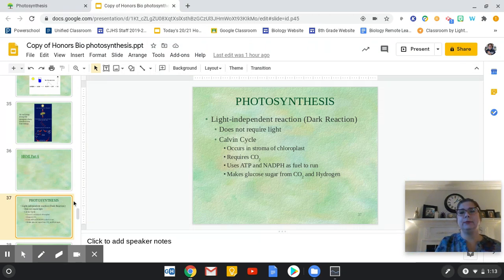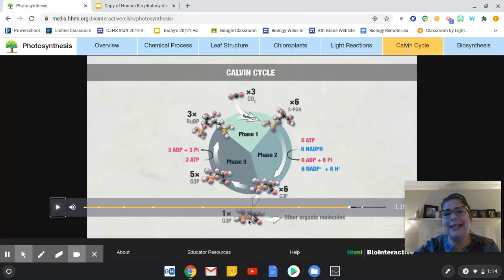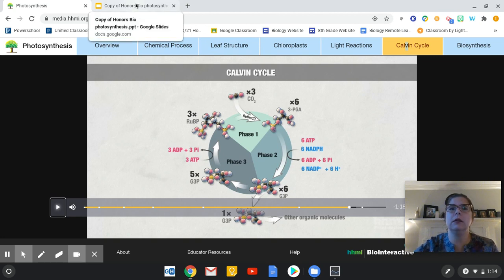The light independent reaction is independent of light, which means it doesn't need it. We've already used light for what we needed it for, and that was to split water. We call that the Calvin cycle. It requires CO2. It uses ATP and NADPH, remember, that was generated from the first part as fuel. I call it an ignition, like a starter. And it makes glucose sugar. What ends up happening is you take 2 of these G3Ps and voila, you have glucose.